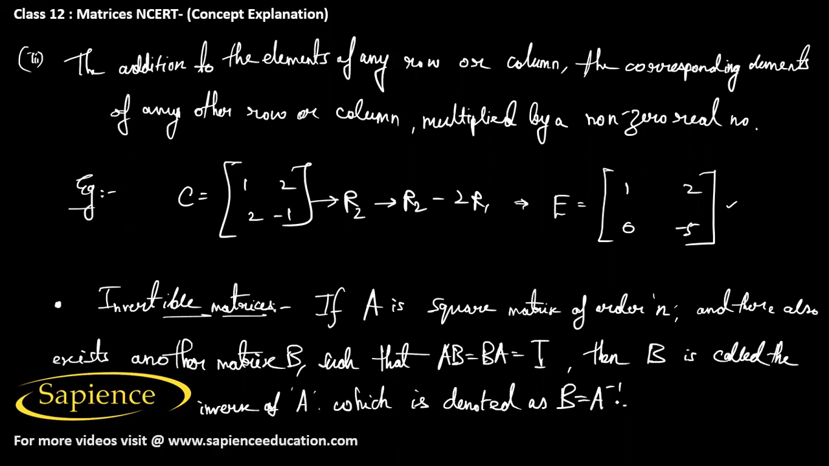If A inverse exists, then we say that the matrix A is an invertible matrix. Then we say that the square matrix A is invertible.